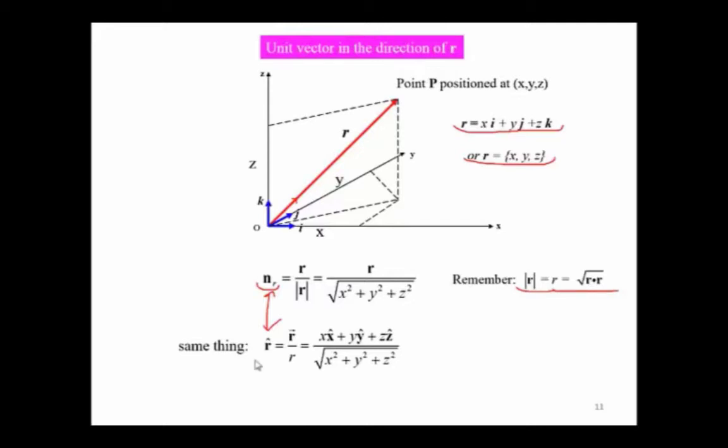So here we go again. Here's the r hat vector, which is the unit vector along r. So we take the vector r and divide it by the magnitude of r, and that is equal to the square root of x squared plus y squared plus z squared.